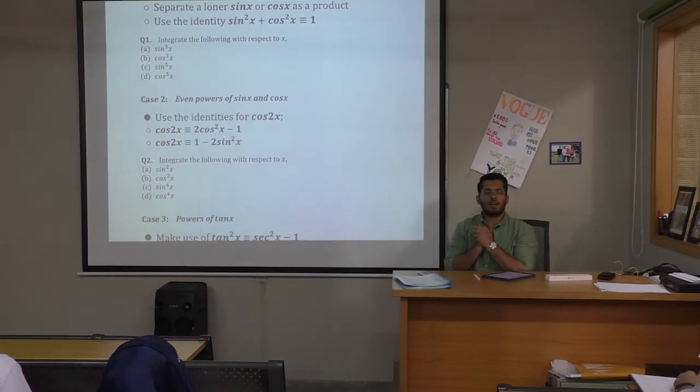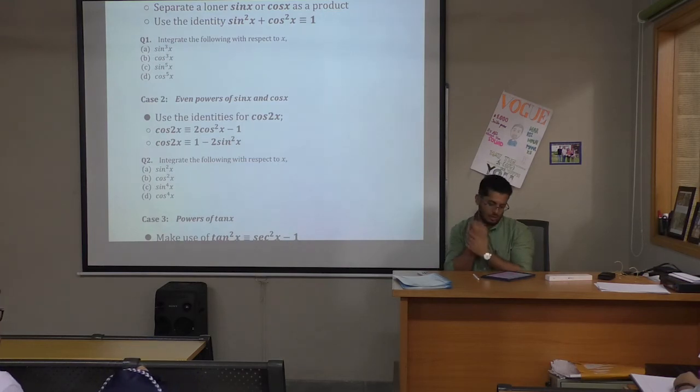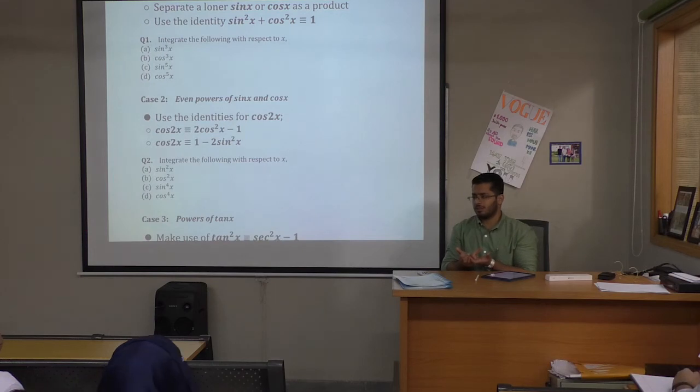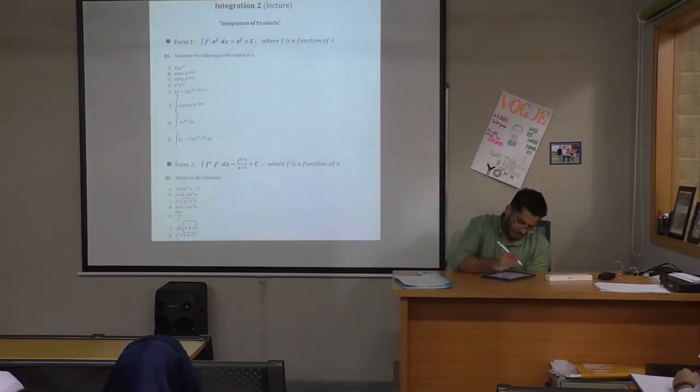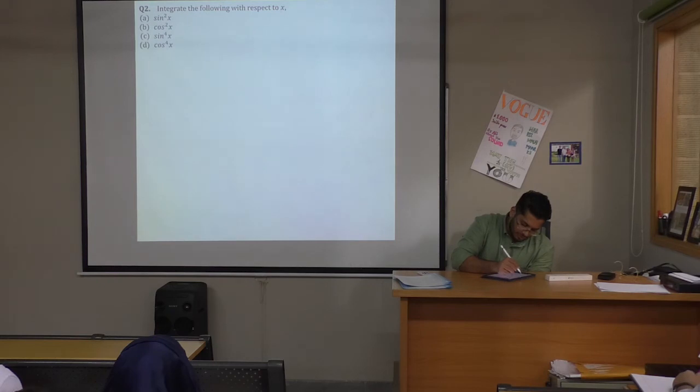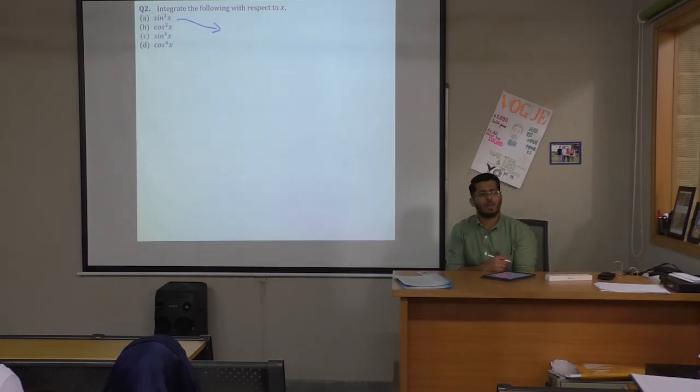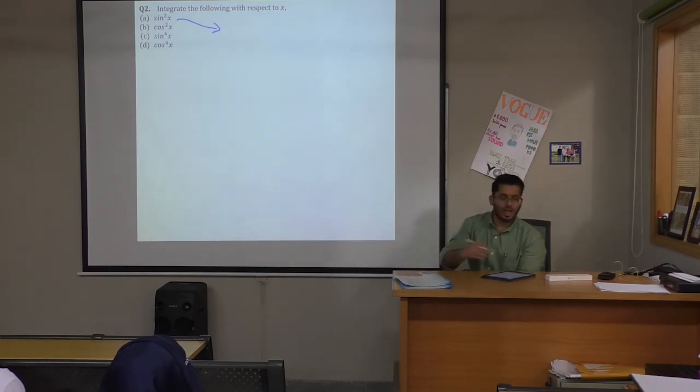The second case is when you have even powers of sine and cos. There are two cases. In one of them you have odd powers of sine and cos. In the other case you have even powers of sine and cos. The lecture says you have to use these identities to convert them into double angles. Let's try them. If you have sine square x, you have no way to integrate this directly with current knowledge. So you'll have to make it into a form that you're comfortable with.